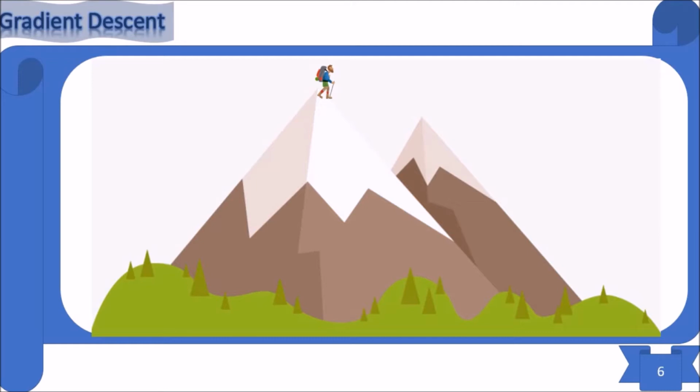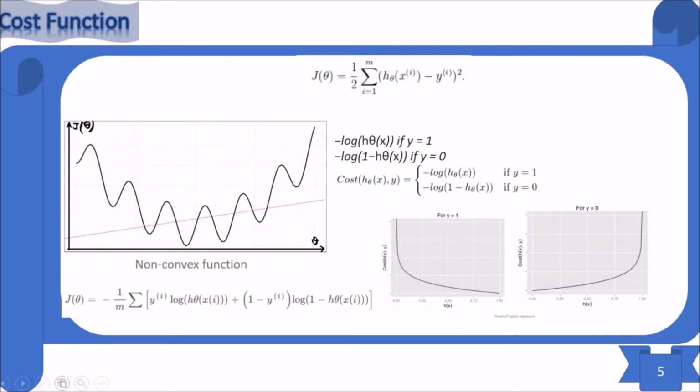Now let's understand the concept of gradient descent. As I already discussed, we calculate the sum of squared error and tune the parameters to try to reduce the error. The question arises: how do we reduce this error? This can be done using gradient descent. The main goal of gradient descent is to minimize the cost value, that is, this J theta.